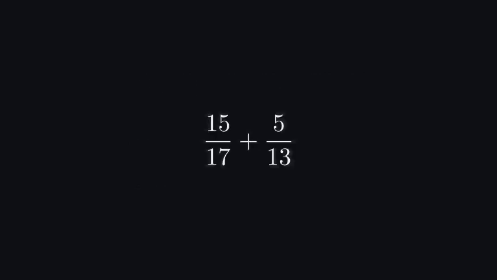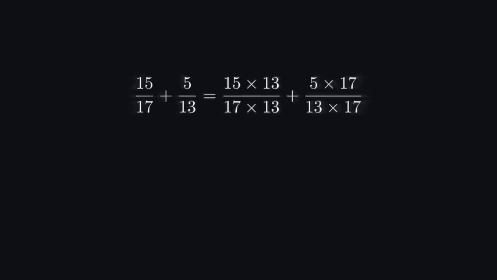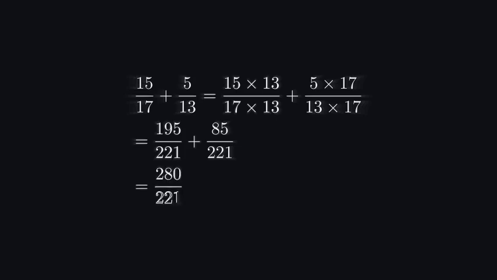Now simplify the denominator. So the denominator becomes 280 over 221. 15 over 17 plus 5 over 13 equals 15 times 13 over 17 times 13 plus 5 times 17 over 13 times 17 equals 195 over 221 plus 85 over 221 equals 280 over 221.